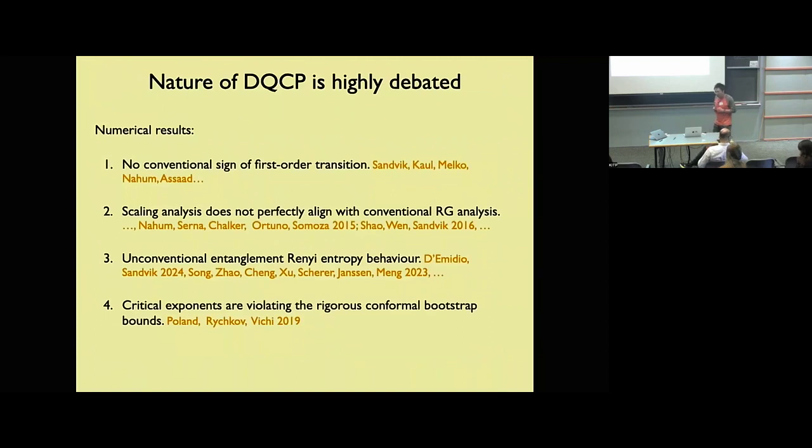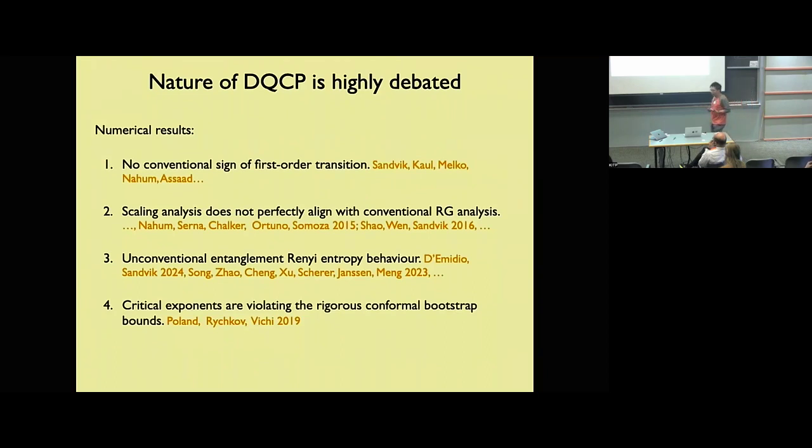But after a few decades of efforts, the nature of this DQCP is still highly debated. First of all, I think most people agree that there is no conventional sign of first order phase transitions. It looks like continuous transitions. However, if you look at those numerical results very carefully, for example, perform the conventional scaling analysis based on the usual RG, you will find there are some violations of those scaling analyses. The violation may not be dramatic, but it's still not comfortable enough for us to say it's a very nice continuous phase transition.